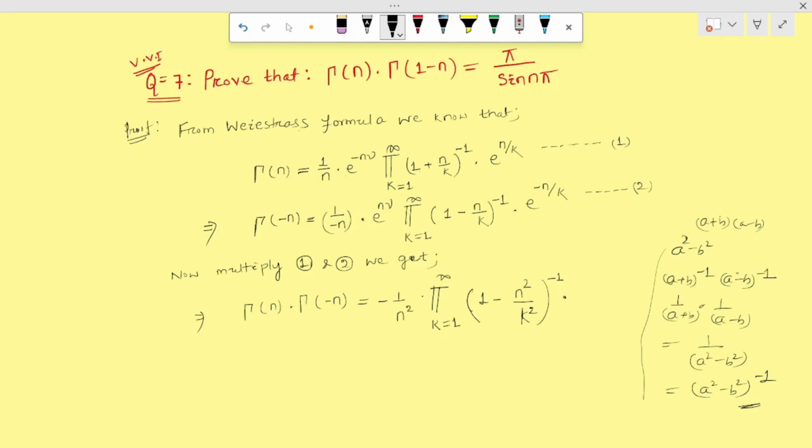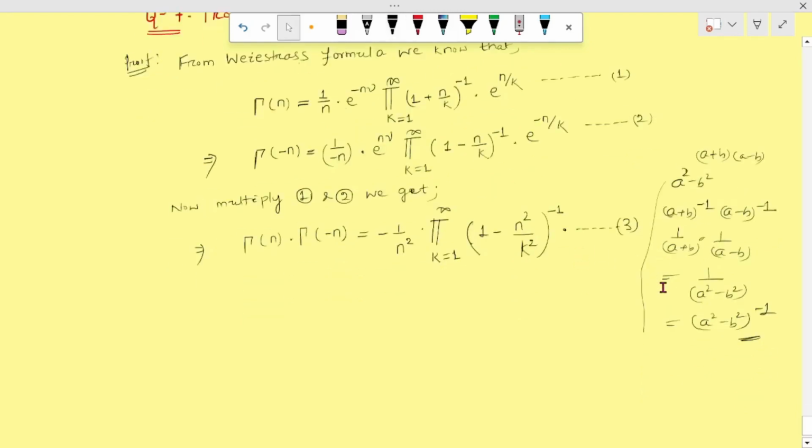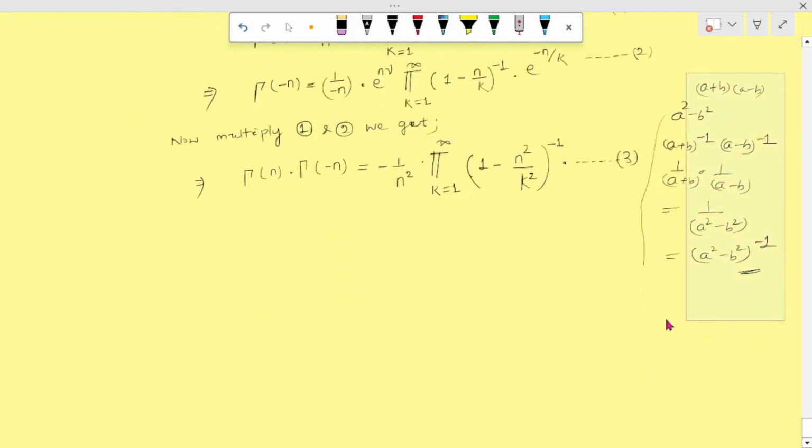So when it will be multiplied, then the powers will add up, so e to the power 0 means 1. So we found this much. Let this be your equation number 3: gamma n into gamma minus n, we found this much, right?